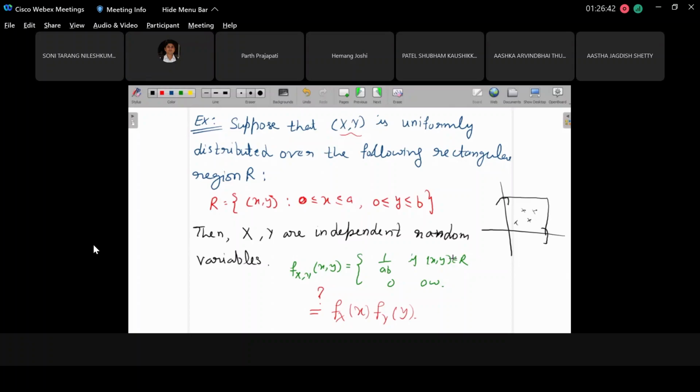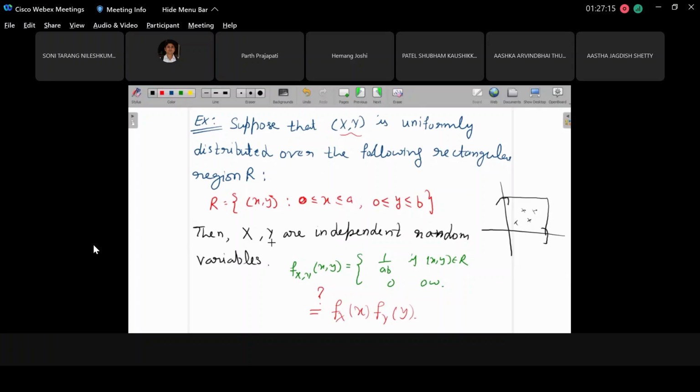Okay, and it's non-zero, neither x is 0 nor y is 0, so 1 upon AB whenever here. Otherwise, whenever it is outside of this rectangle, it is 0, okay, because of the property. So it can certainly be written as the product of these two, and you can certainly say x, y are independent random variables. You can also check here.